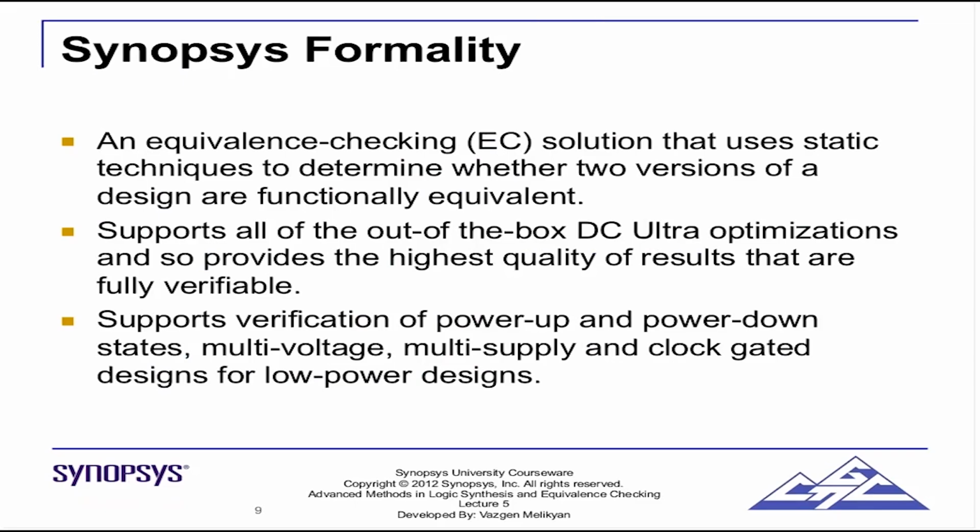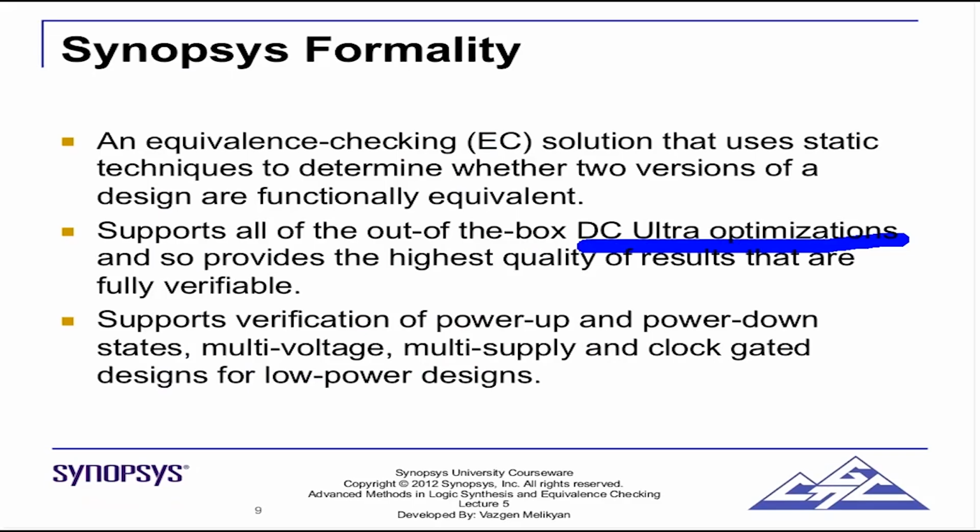It supports all out-of-the-box DC Ultra optimization. Now compile_ultra or DC Ultra is very aggressive in terms of optimization. We have seen that. It employs a few techniques that change the design in some manner, and you might have problems when doing formal verification. So one such example, we will look at first, compare points. Then I'll give you examples of the cases where some of the DC Ultra optimizations tend to cause problems, right?